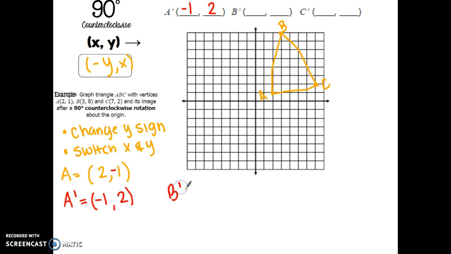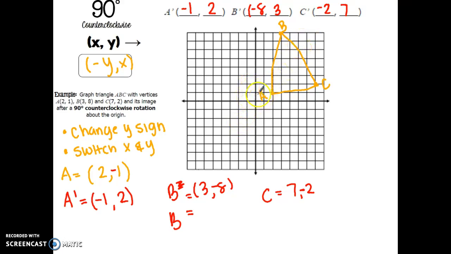For B, we had (3, 8). So I switch the sign of my y, and then I switch my coordinates. So B prime would be (-8, 3). And then for C, I had (7, 2). So I changed the sign of my y, and I flip it. So that would be (-2, 7). So that is my prime coordinates.